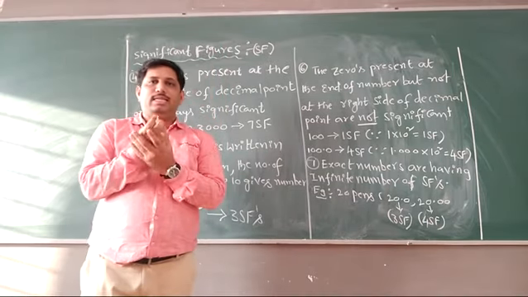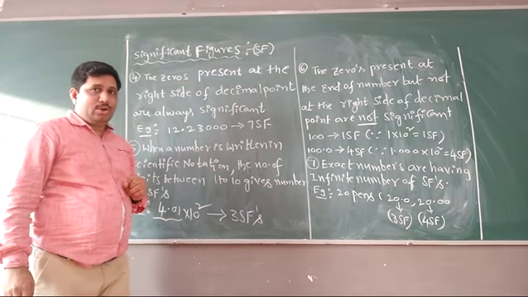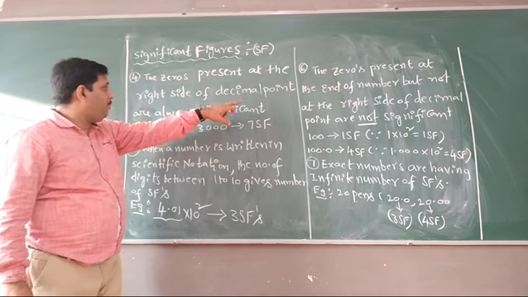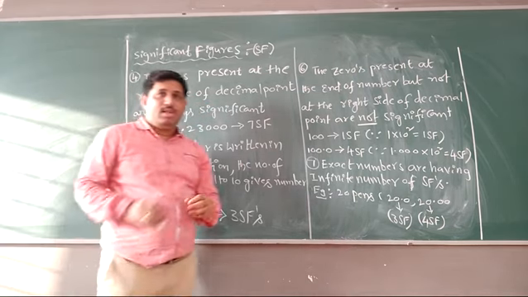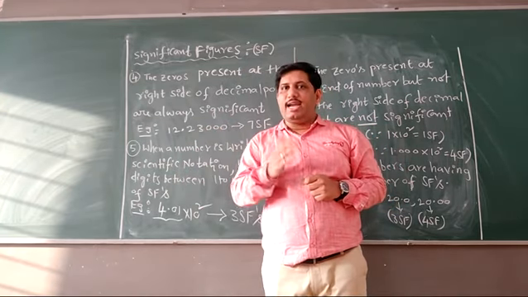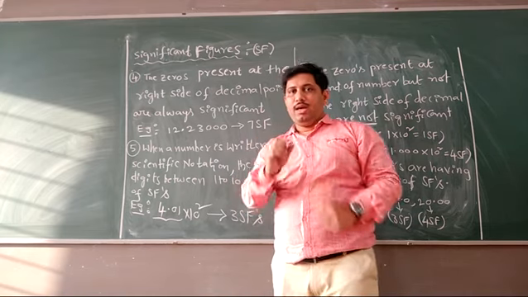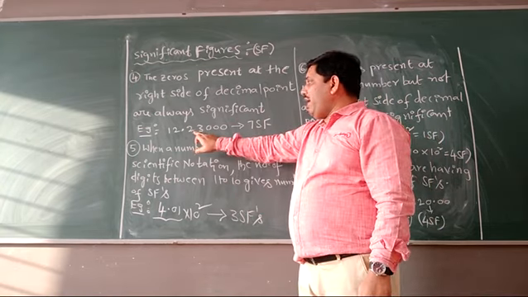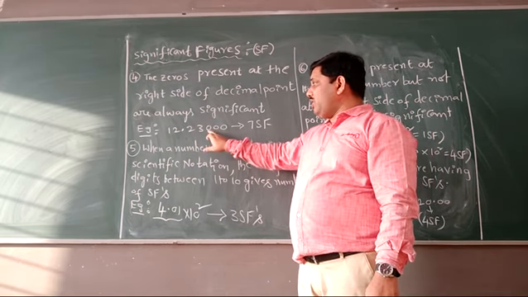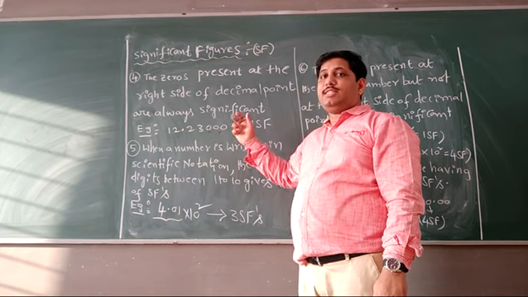Okay, students, next continuation. Rule number 4. According to rule number 4, the zeros present at the right side of the decimal point are always significant. In a number, if zeros are present at the right side of the decimal point, they are always significant. For example, students, 12.2300. Here the zeros are present at the right side of the decimal point, hence they are significant.